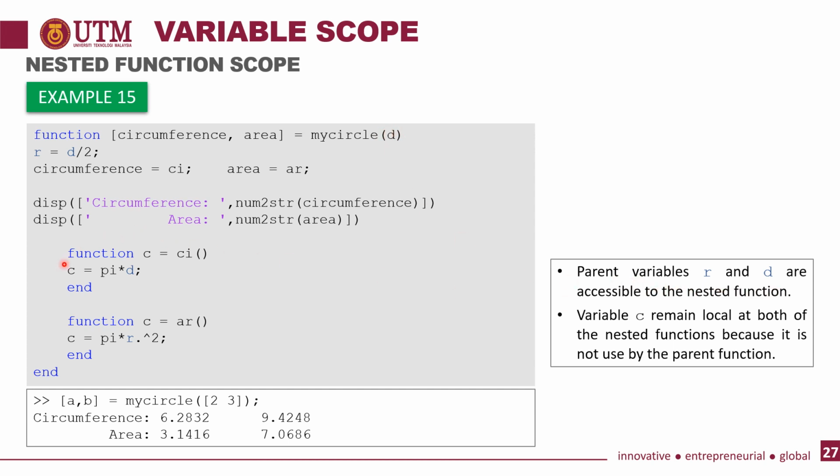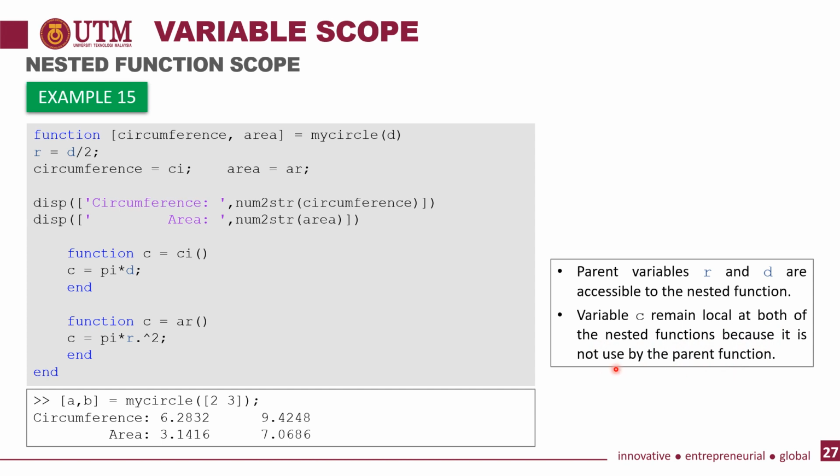So in your nested function here, you can access the value of the parent variable that has been initialized inside your parent function. So we call it a child function inside here. This is a child, so the child can call the variable that has been initialized in the parent function. The variable still remains local to the nested function because it is not used by the parent function.